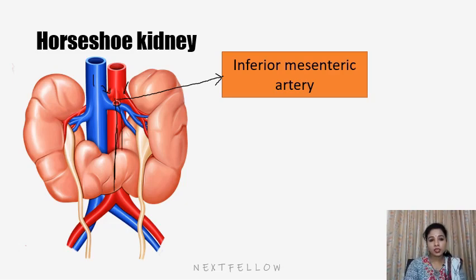The inferior mesenteric artery runs anterior to the isthmus, and the horseshoe kidney would be trapped, hindering its ascent. So it gets trapped inferior to the inferior mesenteric artery as it attempts to ascend towards the normal adult location, and causes obstruction or narrowing of the inferior mesenteric artery. So this is about the horseshoe kidney.